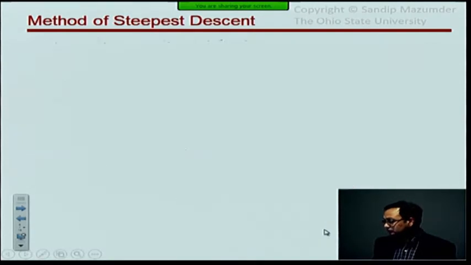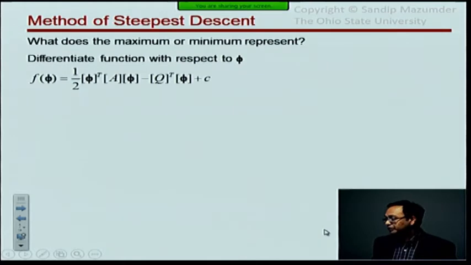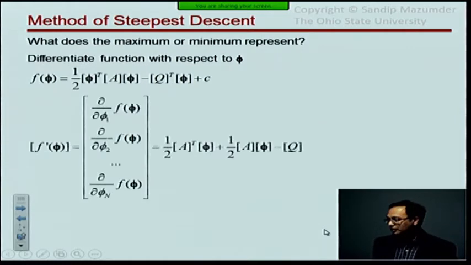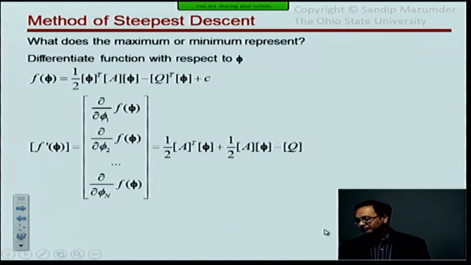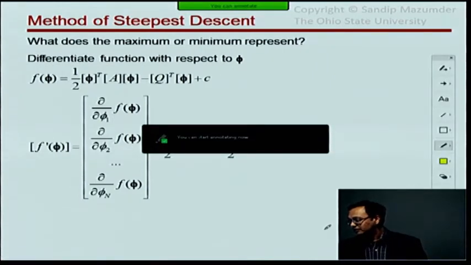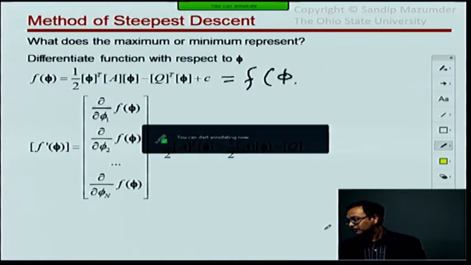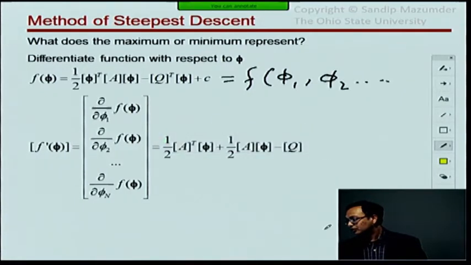We're going to differentiate that function with respect to phi, just like we do in any calculus problem. If we want to find the maxima or minima of a function, we differentiate it and set it equal to 0. That's what we're going to do here, except that this is a multidimensional function, so we have to be careful when we differentiate. So f dash phi will have different components, because this is a function of phi 1, phi 2, up to phi n. Therefore we have to find partial derivatives with respect to each one of them.